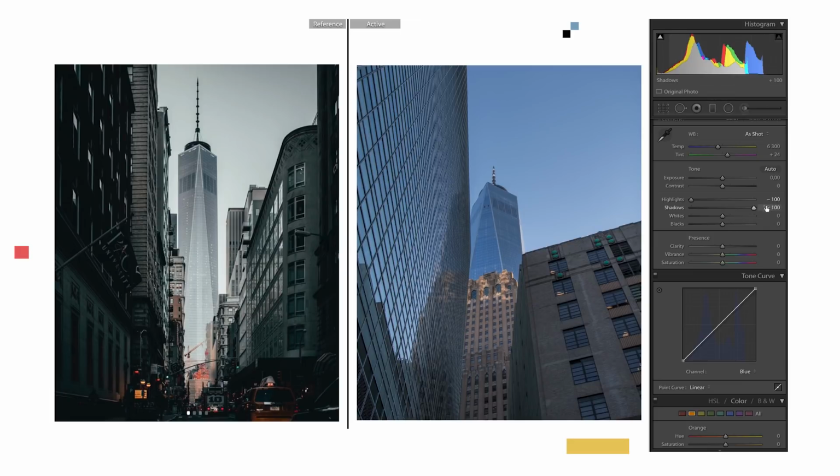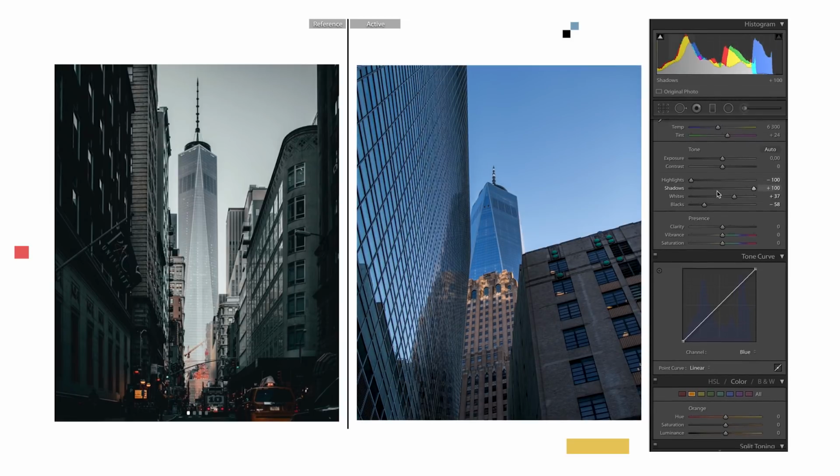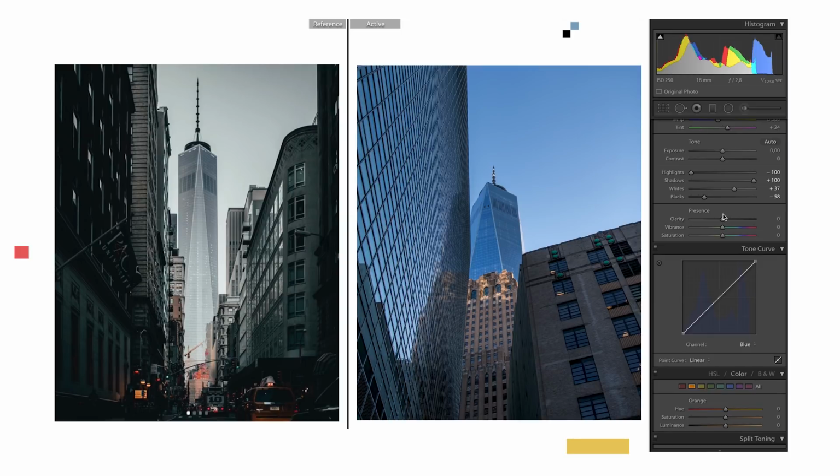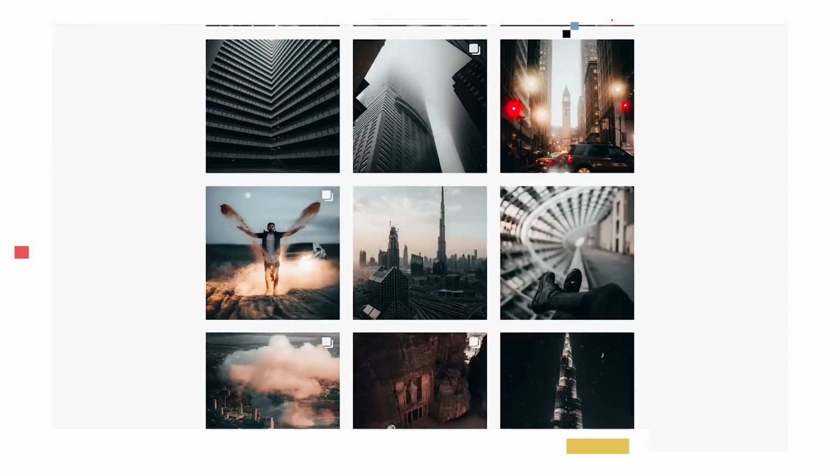So I'm bringing the shadows all the way up, and then I'm gonna take the blacks down to keep that contrast in there. I'm also just gonna bring the whites up a bit, again, just to keep the contrast in the shot. So I think that's good for the basic settings right now. I'm gonna leave the clarity exactly where it is, leave the vibrance, but I'm gonna bring the saturation down to about minus 15. Most of these shots are pretty desaturated, I would say.